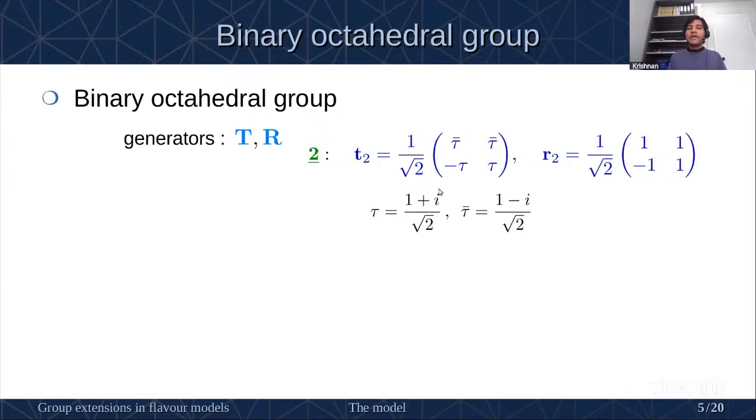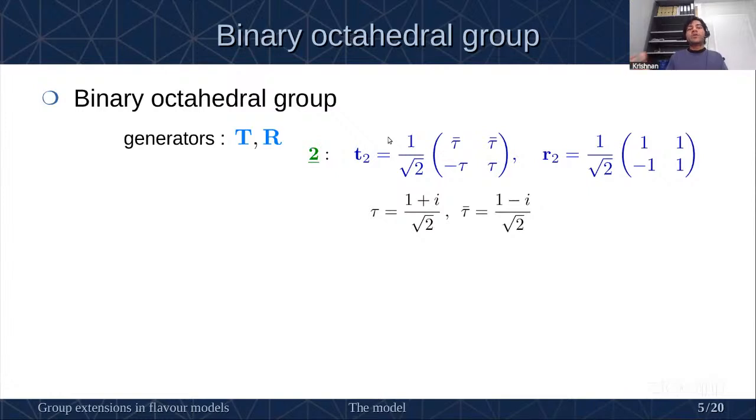Now, if you take these two unitary matrices and multiply them together as many times as you want, you can show that you can get only 48 elements. So the total number of matrices that you can obtain by multiplying all these together, however many times you want, is 48. And that is our group. That group is called the binary octahedral group. So that covers the basics.